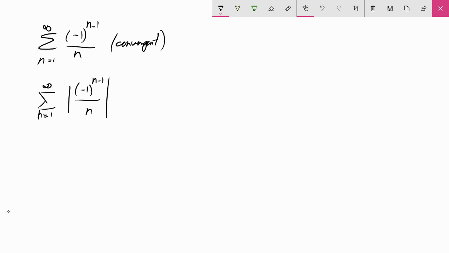But when we put it in absolute value, again, the absolute value will take away the plus minus, the alternating portion of the series, and make everything positive. So we end up with a series that goes from 1 to infinity of 1 over n. And in this case, we know that this is divergent because it's the harmonic series.